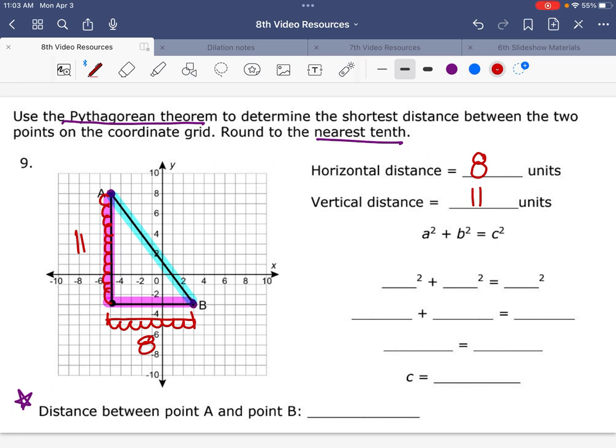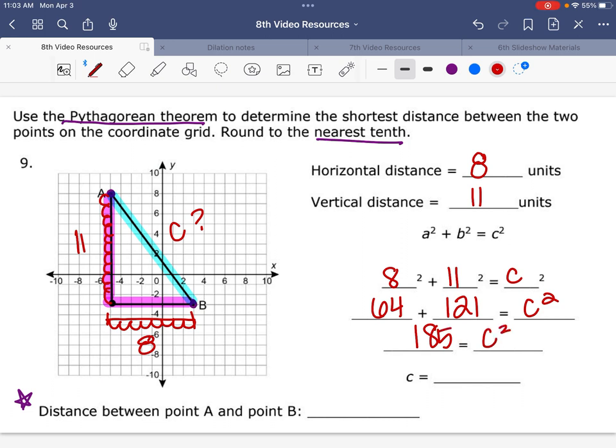And that's where I use my Pythagorean theorem relationship to solve for the distance of c squared. So a squared is 8 squared plus the vertical distance 11 squared will equal c squared. So then I can use my calculator. 8 squared is 64 plus 11 squared, which is 121. And all of that will equal c squared. So when I find my sum, I see that 185 is equal to c squared.